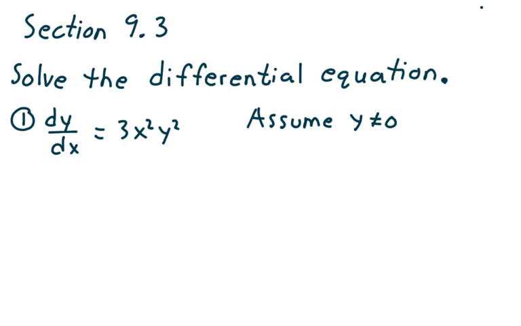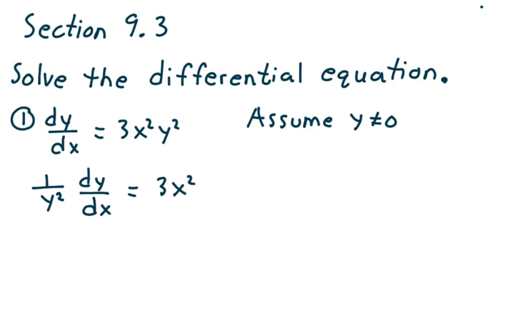And in the first case, I'm going to assume y does not equal 0. Now, this is a classic separable differential equation, and so we want to literally separate the variables. In the first step, I'm going to divide both sides by y squared. So 1 over y squared dy/dx is the same as 3x squared. And so 1 over y squared dy is the same as 3x squared dx.